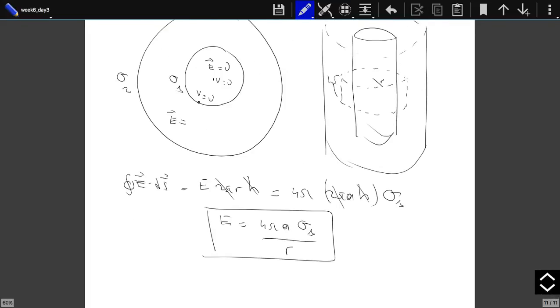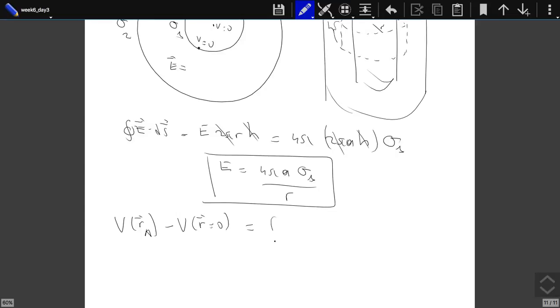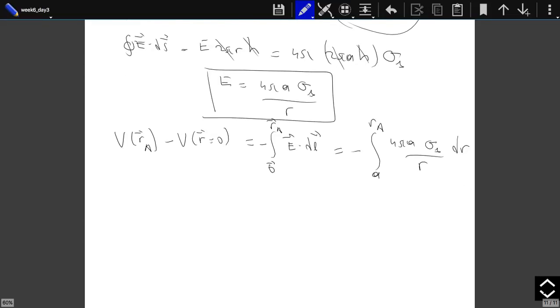Now let's calculate the potential at the point A. The potential at the point A minus the potential at the point r, which is 0, will be equal to minus the integral from 0 to Ra of E dot dl. This will be equal to minus 4 pi a sigma 1 over r times dr. From 0 up to the distance a, the electric field is 0, with no contribution to the integral, so the lower limit starts from a. So the potential at the point Ra is minus 4 pi a sigma 1 times the logarithm of Ra over a.